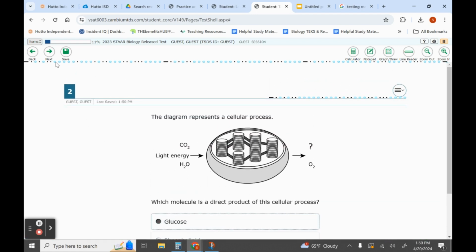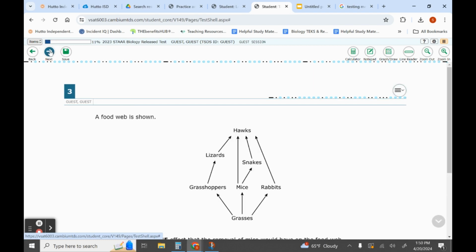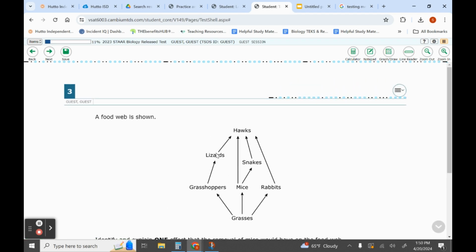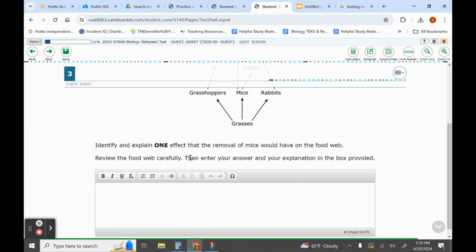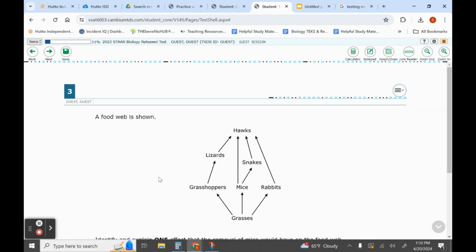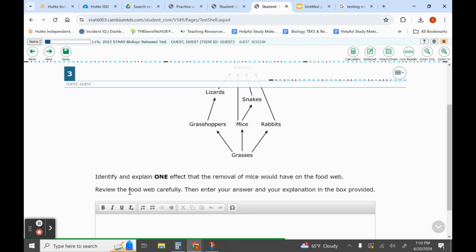Let us look at one more question here. Now, this one, we are looking at a food web. And this is my favorite type of question. It's a short constructed response. Now, they're going to always give you directions. Make sure you read the directions carefully on how to answer the short constructed response. So we're looking at our food web. The question is identify and explain one effect that the removal of mice would have on the food web.